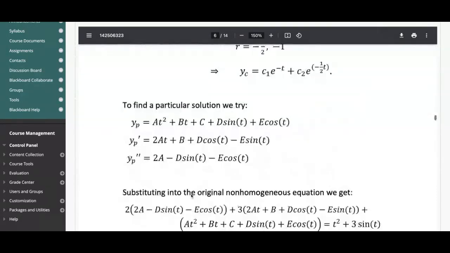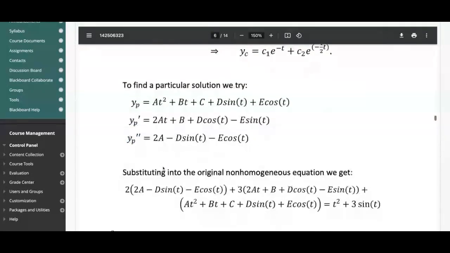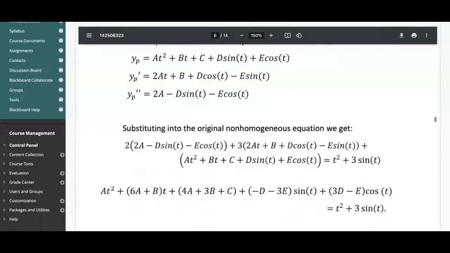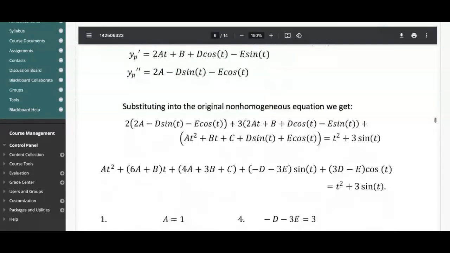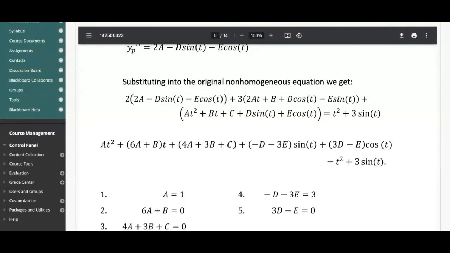Right? So we take a derivative, we differentiate once, we differentiate twice, so we get this. We substitute into the original differential equation. We get a lot of terms. Then we compare both sides of the equation.